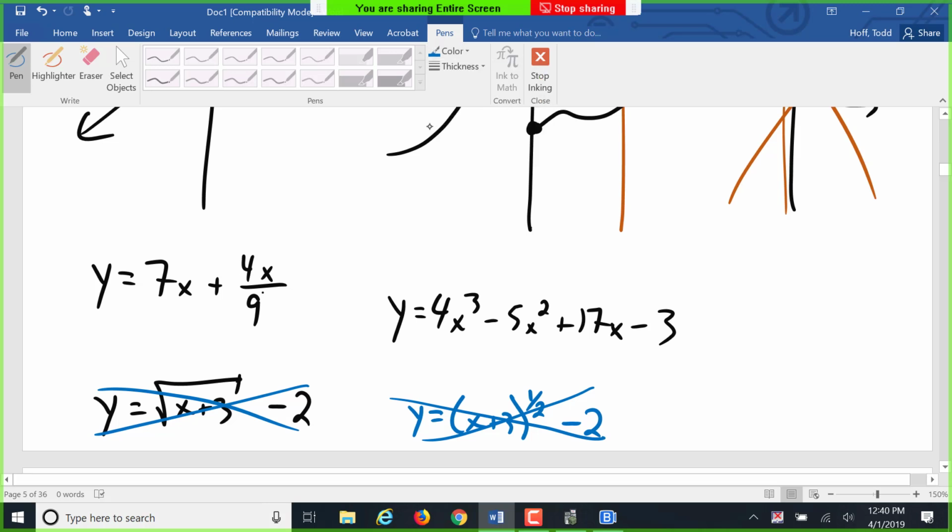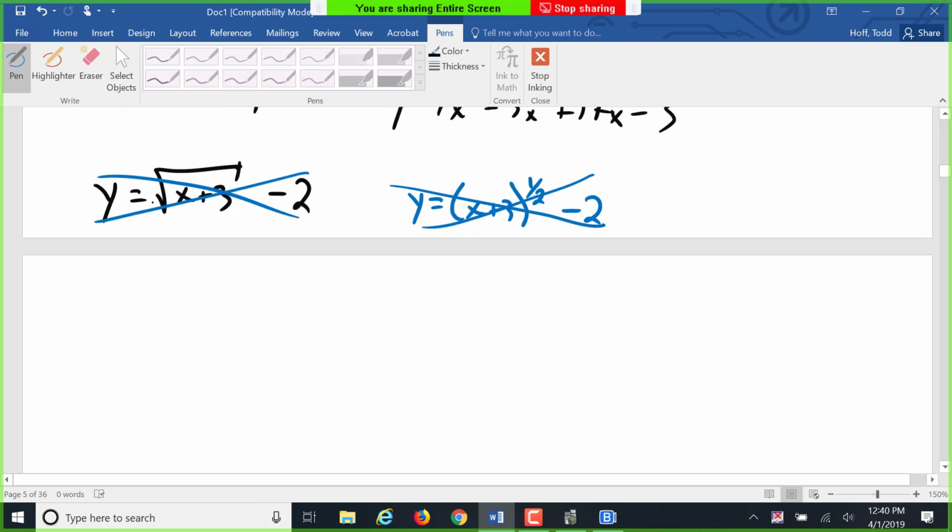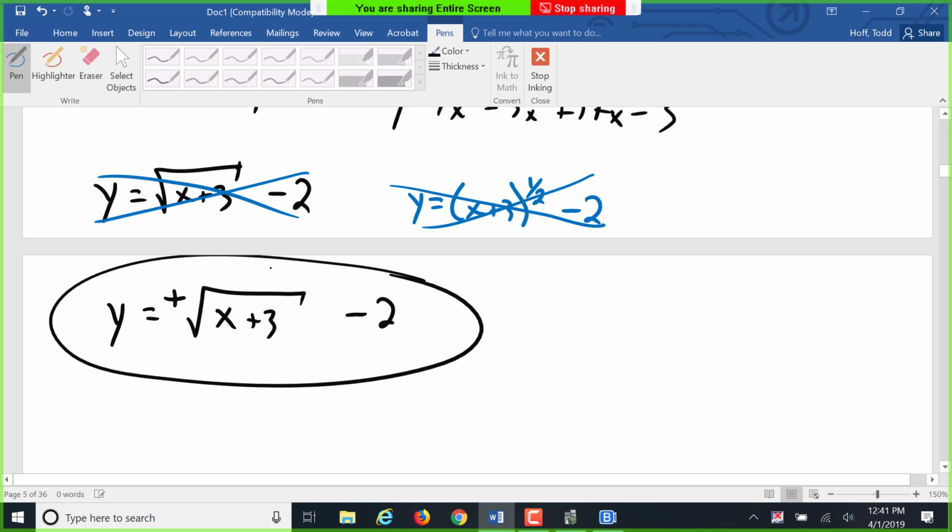We had mentioned last week that we could restrict the range of this function to look like this: y is equal to the positive square root of x plus 3, then minus 2. Then that would be a function, because for every value of x, there's only one possible value of y. But without specifying that it's the positive square root, there are always two values for that square root, and that can't be done.